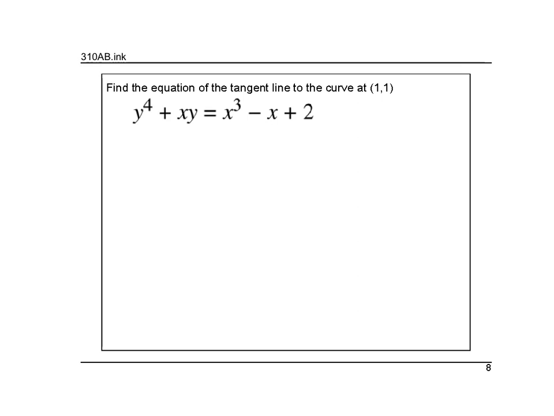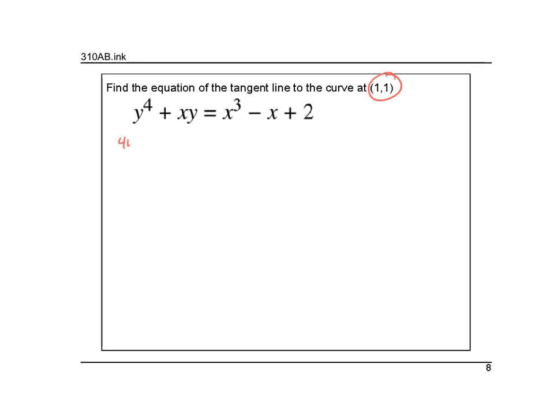So we have y to the fourth plus xy equals x cubed minus x plus 2. And now we want to find the tangent line to the curve at 1, 1. Typically, with these problems in the implicit, the entire point is given. So we just have to find the slope. Okay. Now, this was the exact problem that we did earlier, so I am going to go through it again, but I'll do it a little bit faster.